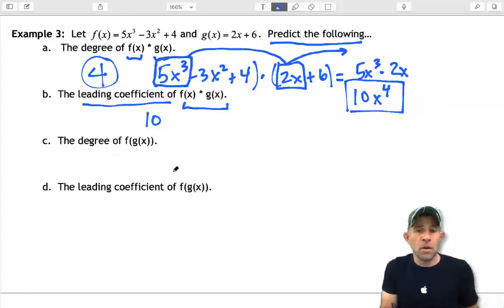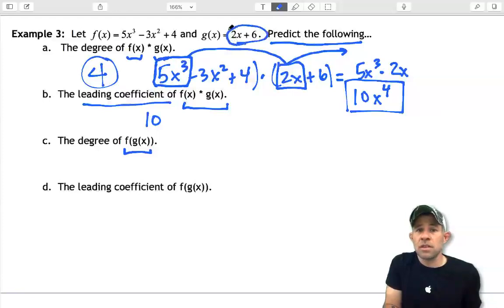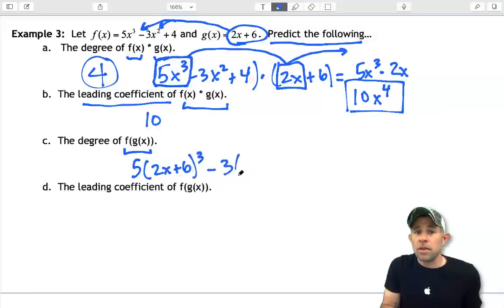Now if you remember back a few units ago, we studied these composite functions. We can obtain the composite by taking the function g of x, that's 2x plus 6, and substituting it into our other equation every time we see an x. So that will look like this: 5 times 2x plus 6 to the third power minus 3 times 2x plus 6 squared plus 4.